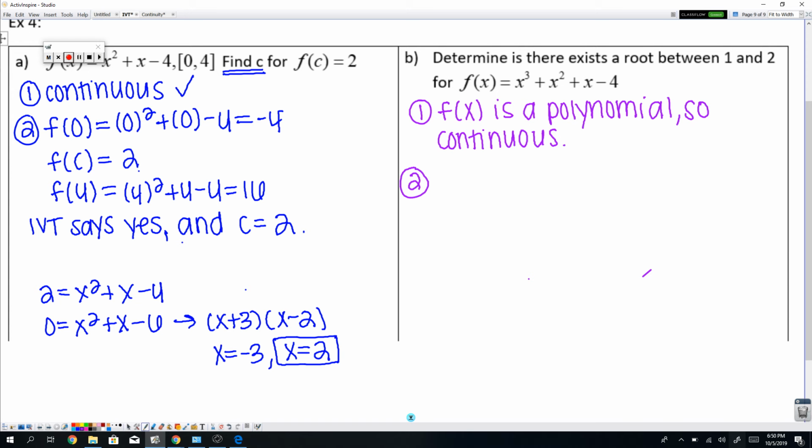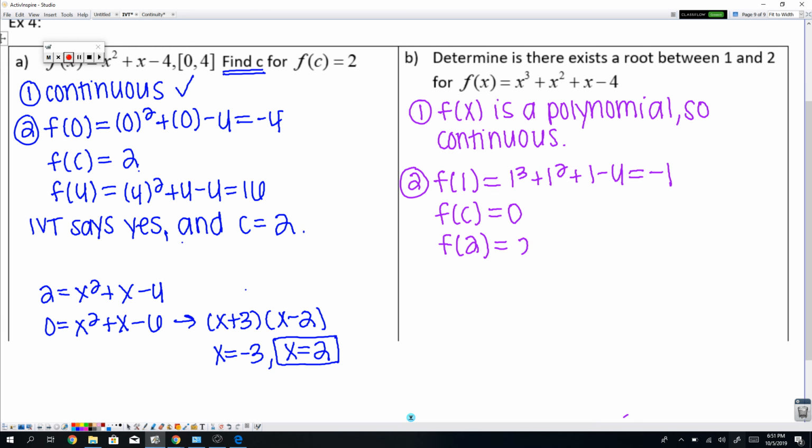Okay. Now we're going to do the same exact thing. It says between 1 and 2. I know the wording is different, but we have f of 1, f of C, f of 2. Okay, and they want us to find a root. A root means that we have 0 here. Okay, now we're going to go through and just plug in. So 1 cubed plus 1 squared plus 1 minus 4 is negative 1. Okay, and then we're going to do f of 2.